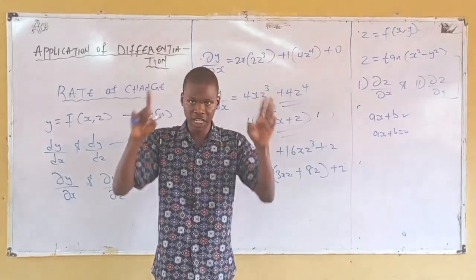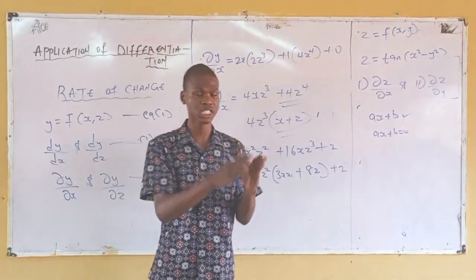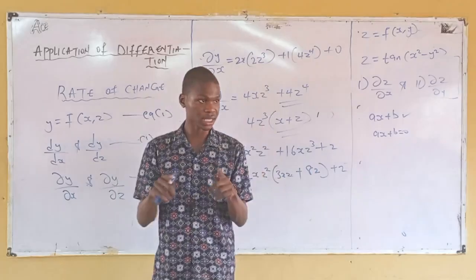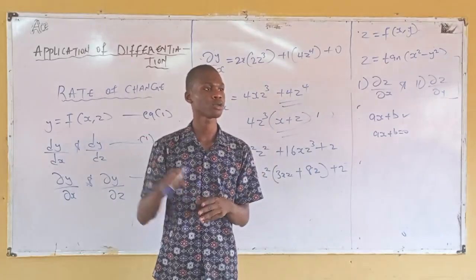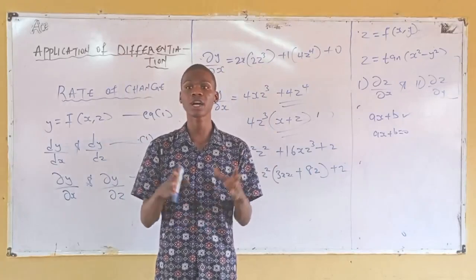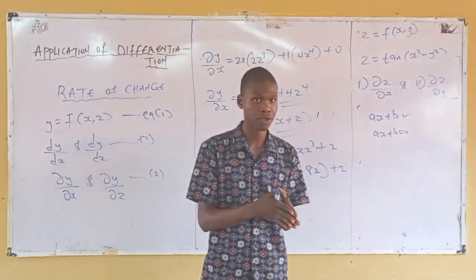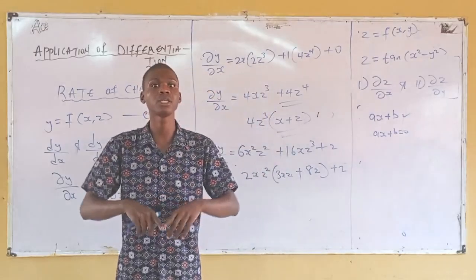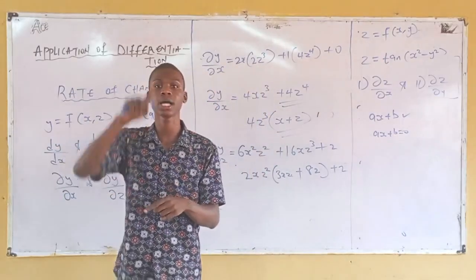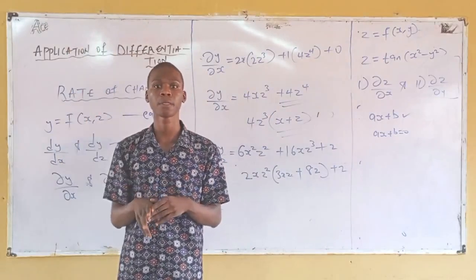Chain rule is when you have an expression, it can be either positive or negative, in a bracket having a power. So you have to use what? Chain rule. Hope we get that clear. When you have an expression, positive or negative, enclosed in a bracket, and that same expression is having a power.